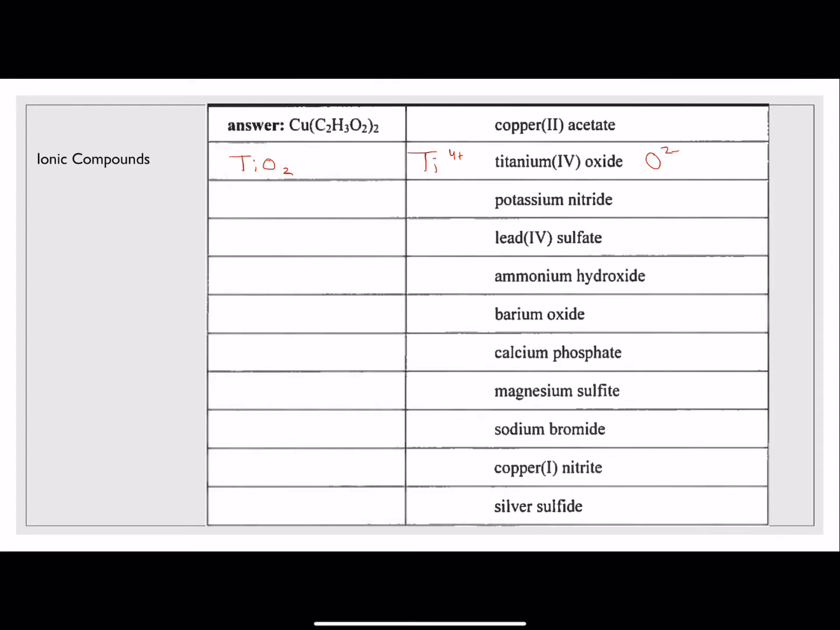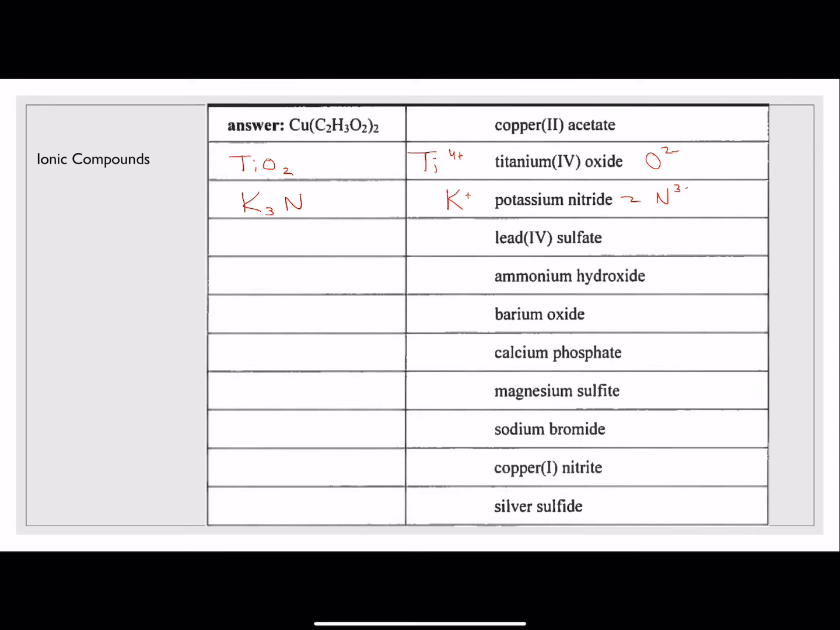If I look at potassium nitride, potassium always takes on a charge of +1 because it's an alkali metal. Nitride always has a charge of -3. Therefore, I must have 3 potassiums to balance out the charge of the nitride.